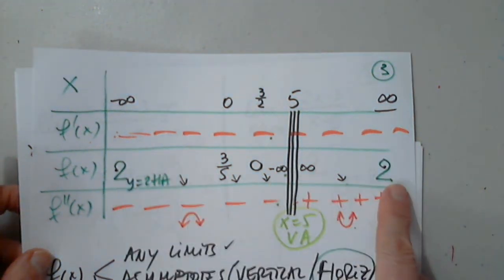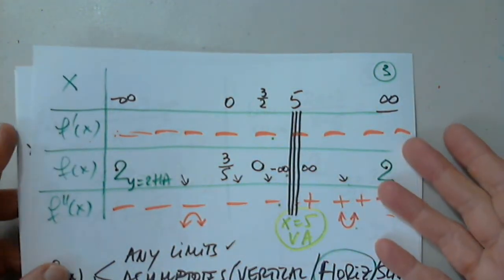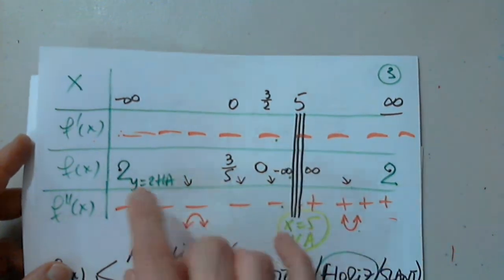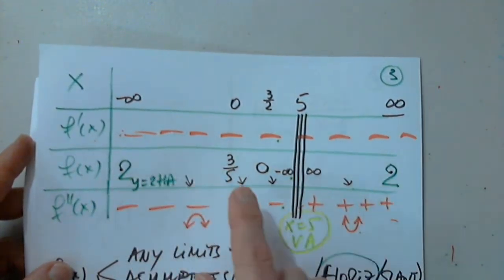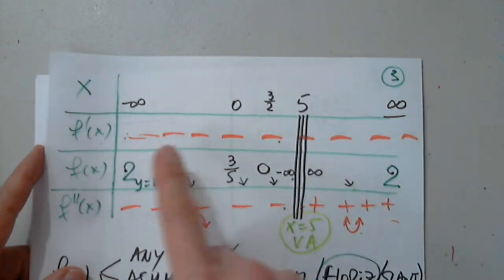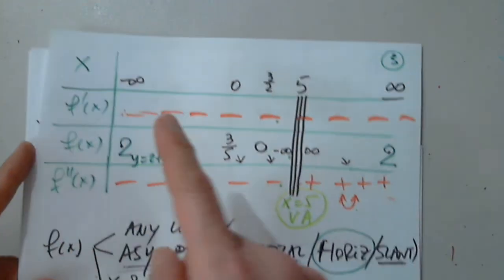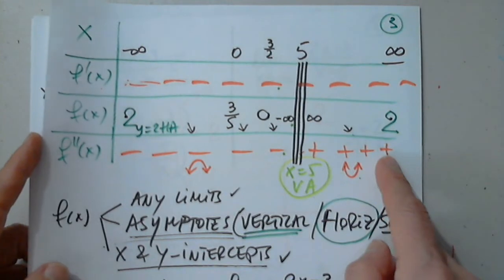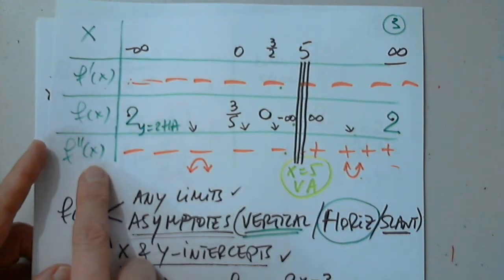and horizontal asymptote. Everything else is the same. We are finding limits like before. We are finding x and y intercepts like before. We are finding critical numbers like before. We are studying the sign of the first derivative. We are finding inflection points if they exist. We are studying the sign of the second derivative.